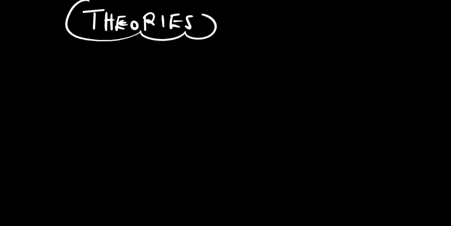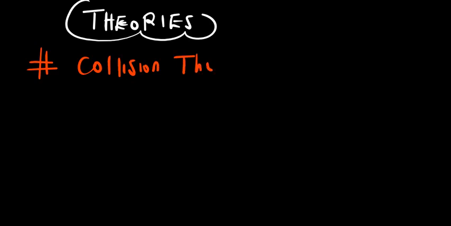So what are some of these theories that you're supposed to understand? Number one is the collision theory. According to the collision theory, molecules must first collide. They must collide with sufficient energy in order for a reaction to occur. Otherwise there will be no reaction. Then another theory that you are supposed to understand is what we call the transition state theory.